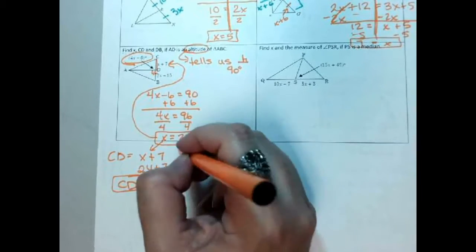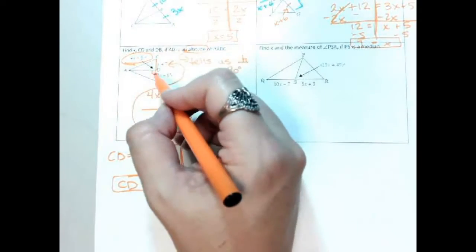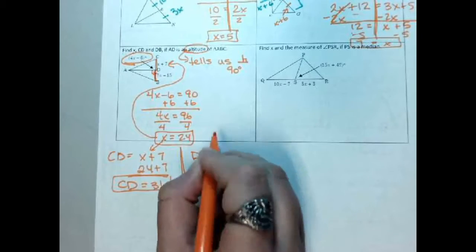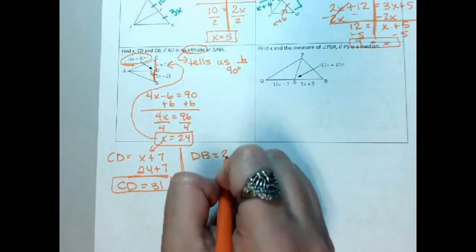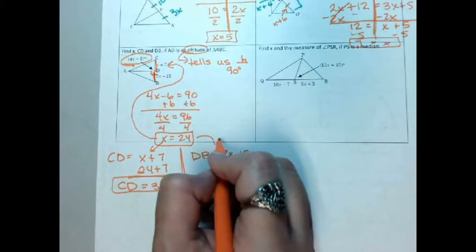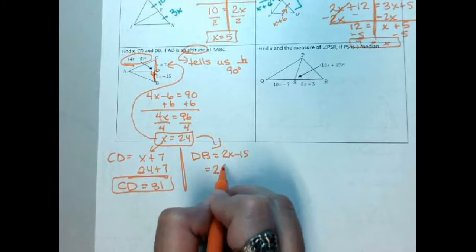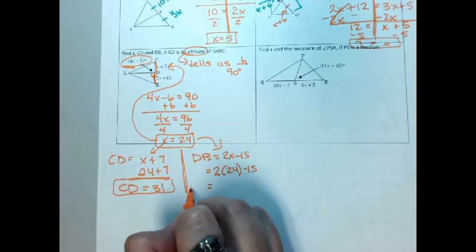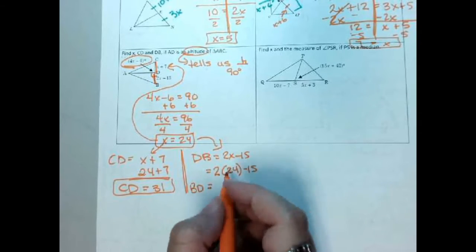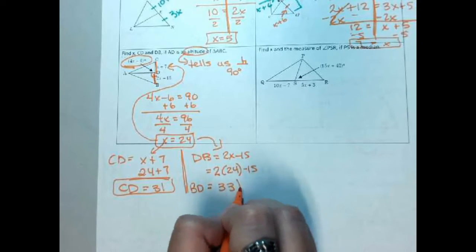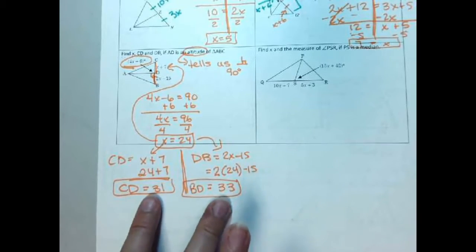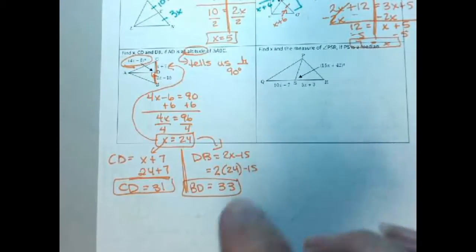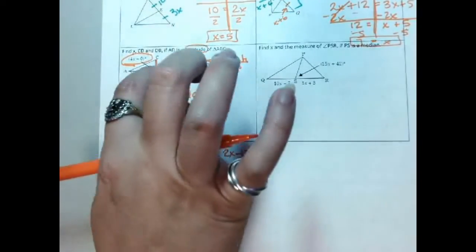I also need to find DB. That's this one right here, this part. So DB equals 2x minus 15. So plug this in here. 2 times 24 minus 15, and I get that BD equals 33. And in fact, were these two equal here? They weren't. It might look isosceles, but it's just slightly off. These two are not equal here at the bottom.